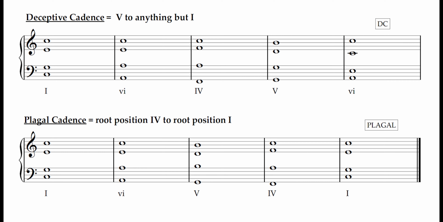We often see it on 6, but anything, 5 to 3, something that is not 1, basically messes up that desire to want to go to 1. So when we're looking at the last 2 chords of a phrase, and the next to last chord is a 5, and the last chord is not 1, you have a deceptive cadence.